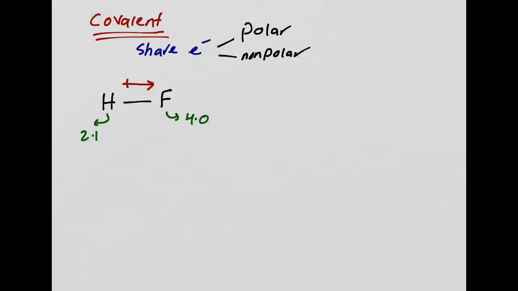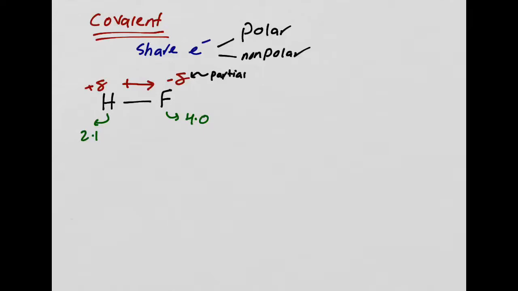The electrons are going towards fluorine, and I put a line at the end of this dipole arrow. So I'm going to give fluorine a partial negative. You see this sign right here? That means partial. I'm going to give fluorine a partial negative, and I'm going to give hydrogen a partial positive.